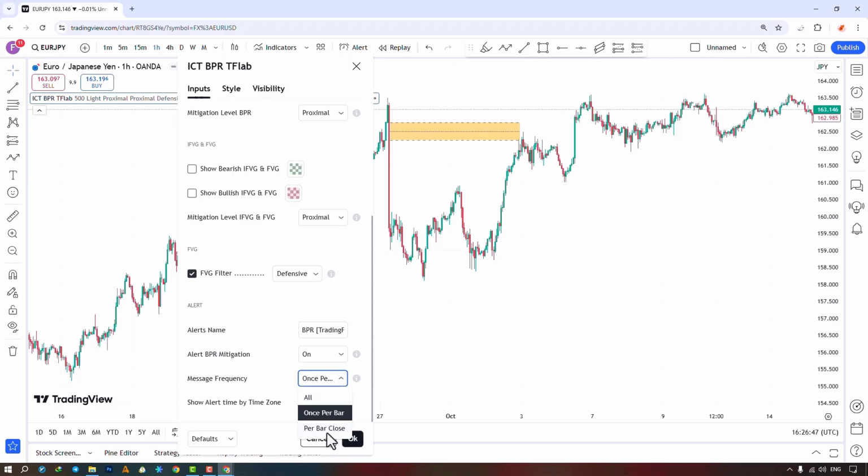There's a time zone setting for traders to choose their desired time based on UTC. We've reached the end of this tutorial, and we welcome your comments and suggestions.